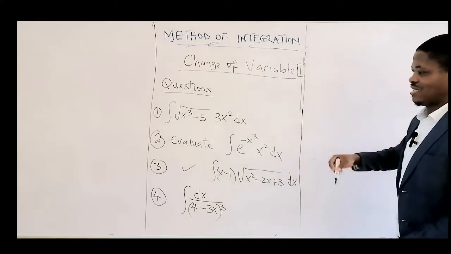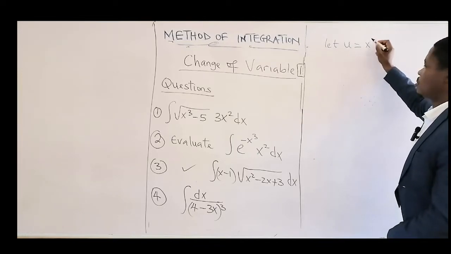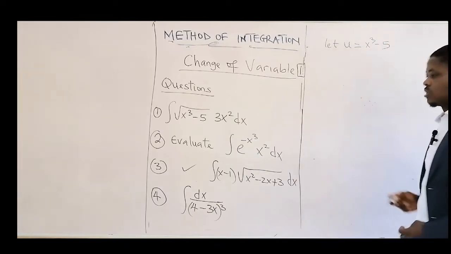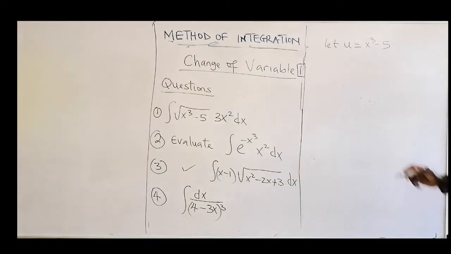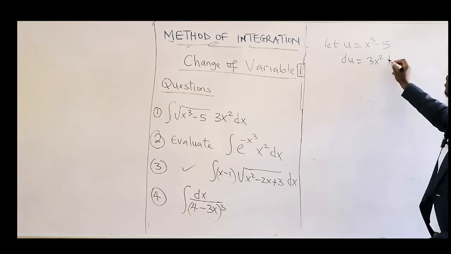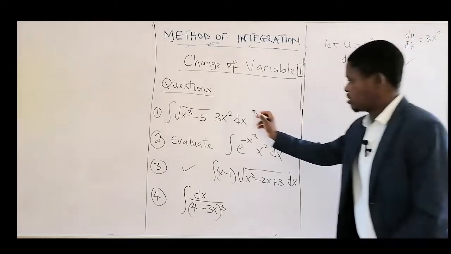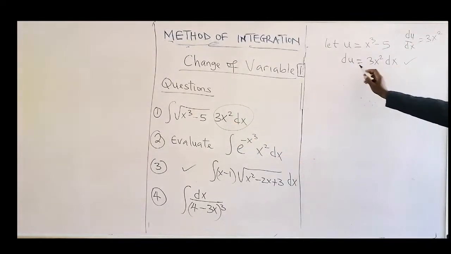That content inside the radical, let u be equal to x cubed minus 5. Then du is equal to 3x squared dx. That's du/dx. You can say du is equal to 3x squared, then you multiply by the dx. So that will give you this, and you can see that this is what is generating the du.